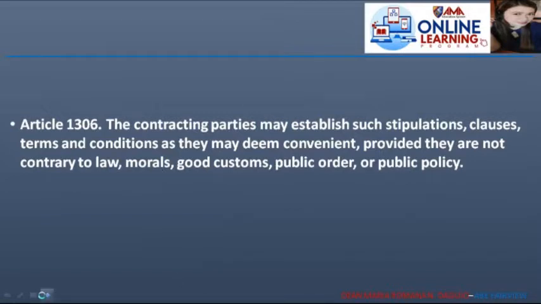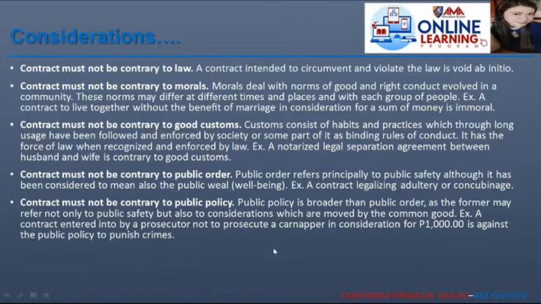So let's see the considerations, no. Speaking of that consideration, so we have 5. So contract must not be contrary to law. So a contract intended to circumvent and violate the law is void ab initio. So from the very beginning, when you say void, no, wala na, as if wala na nangyaring contract kasi nag-violate na nga siya doon sa law. So paano kayo nag-form ng contract if from the beginning, class, alam nyo na meron kayo na violate na batas.